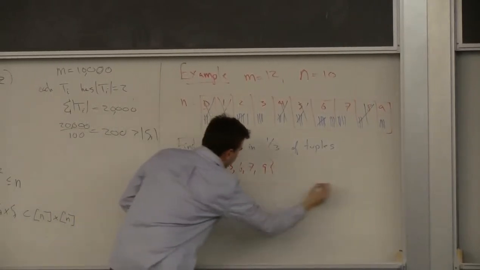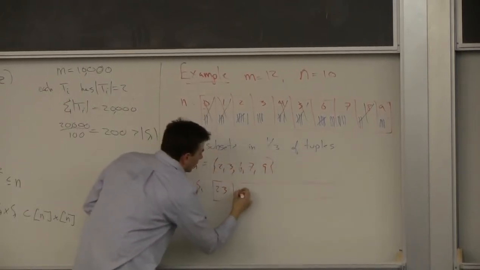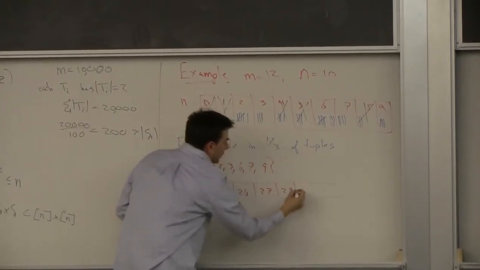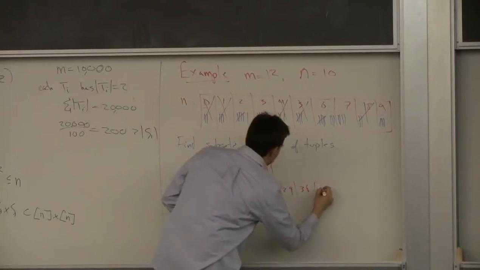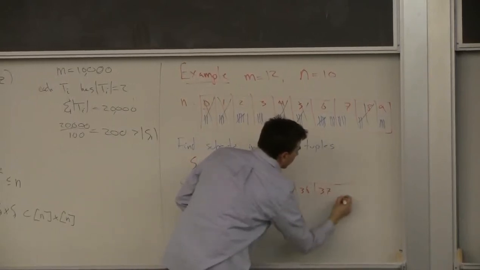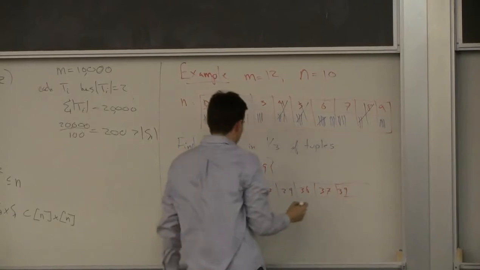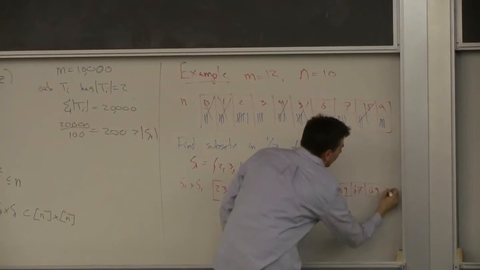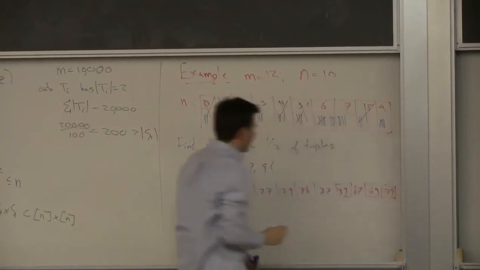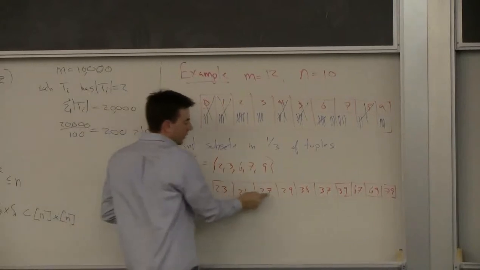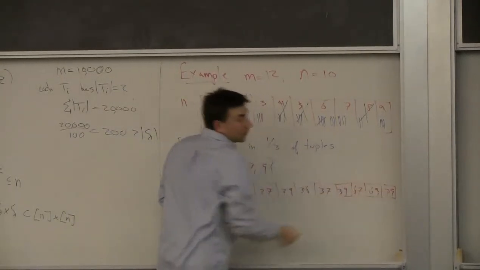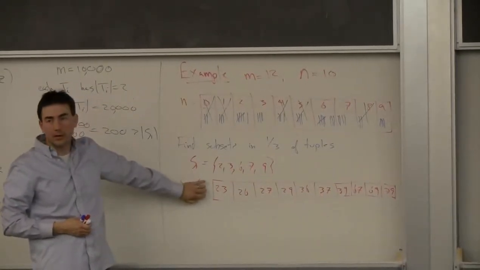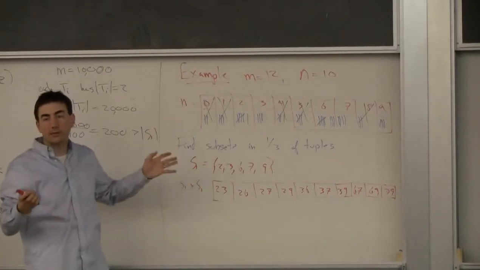Let's see: 2, 6, 2, 7, 2, 9, 3, 6, 3, 7, 3, 9, 6, 7, 6, 9, and 7, 9. Okay, so how many do I have here? 1, 2, 3, 4, 5, 6, 7, 8, 9, 10. Okay, good. So if this fit in memory, then this will also fit in memory. Right? I only have 10 pairs I have to consider again.